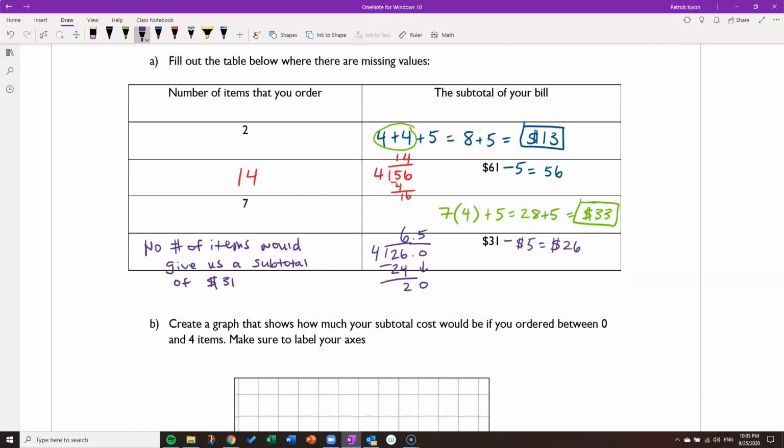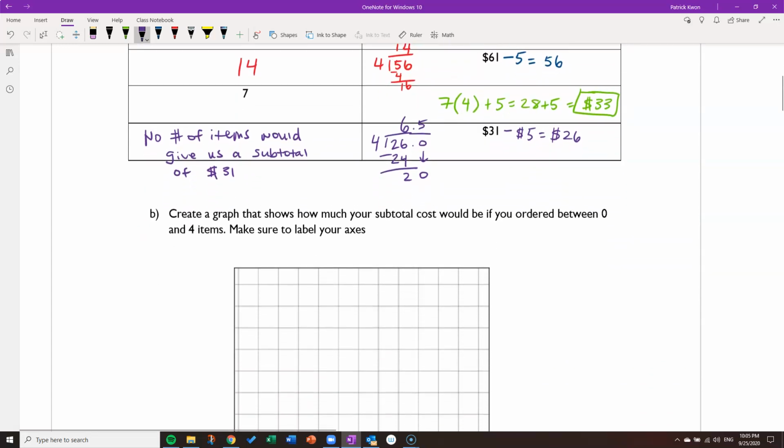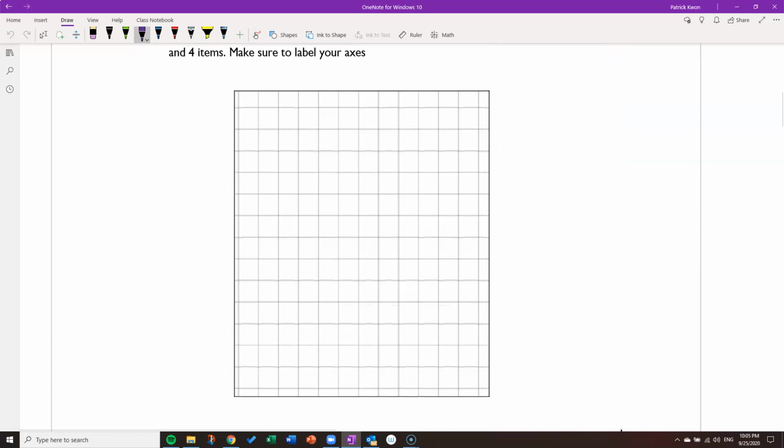Okay, so now the next question asks us to create a graph that shows how much your subtotal cost would be if you ordered between 0 and 4 items, and make sure you label your axes. So notice that this grid that's given to us doesn't actually have any axes, so let's make our own. I'm going to put this all the way here because we don't really have any negative values. That wouldn't make sense in the context of this problem. So I'm going to create my axes in this fashion.